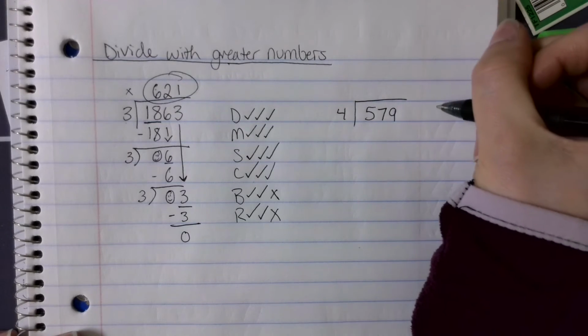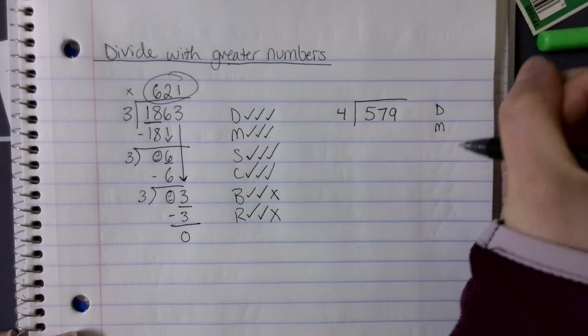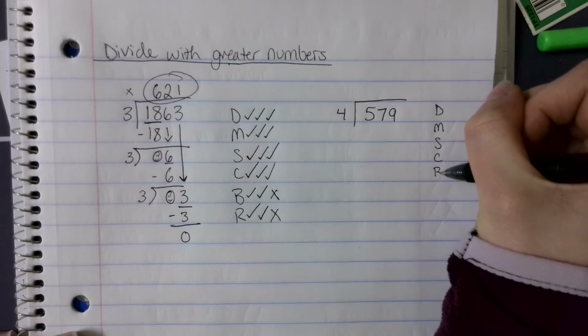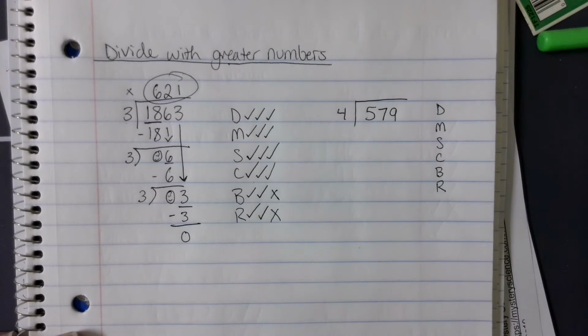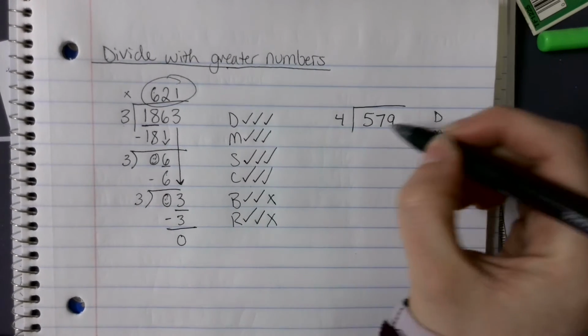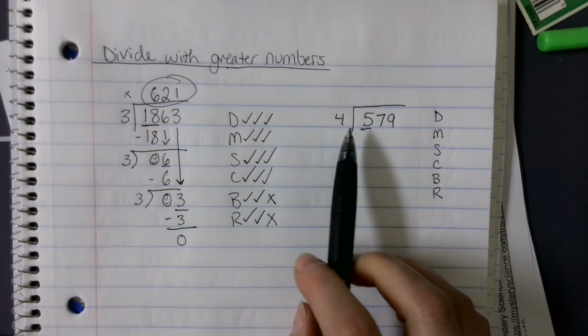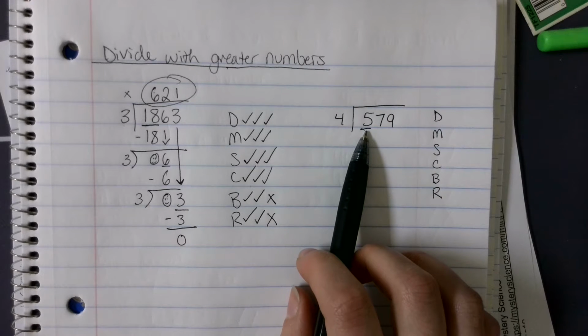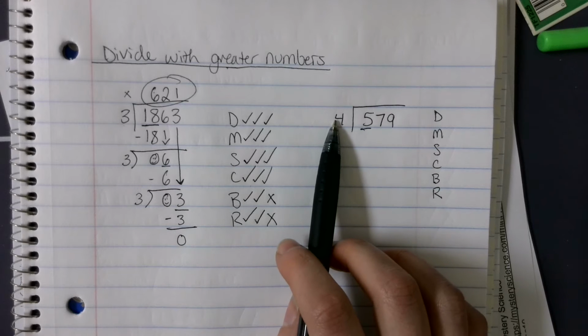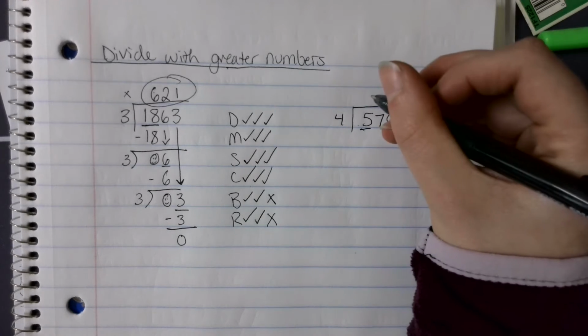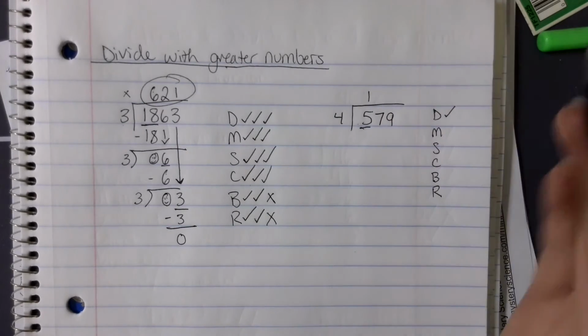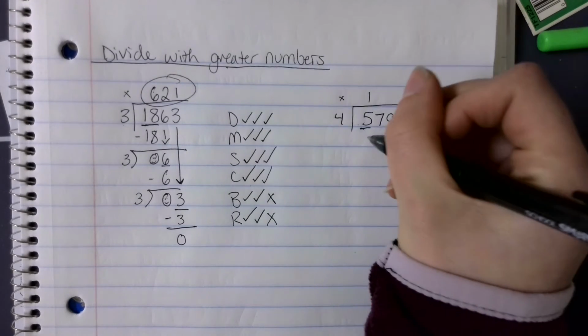Okay, let's get our acronym going here again. Does McDonald's sell cheeseburgers raw? Ew. And underline your first digit, and let's go. Can 4 fit into 5? Yes, because 5 is bigger than 4. How many times can 4 fit into 5? Once. Check. 1 times 4 is 4.